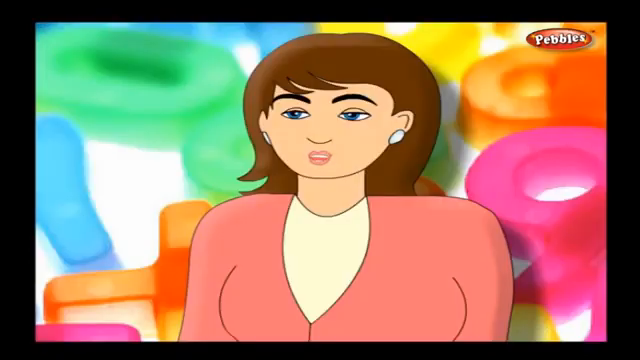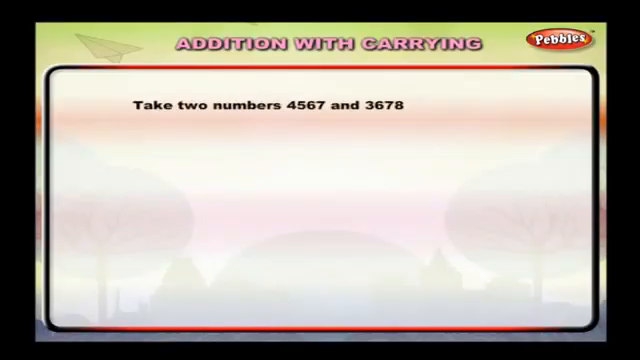Addition with carrying. When the numbers in the columns exceed a single digit, we follow the carryover method. Let us see an example to understand this concept better. Take two numbers, 4,567 and 3,678. Arrange them in columns as usual.